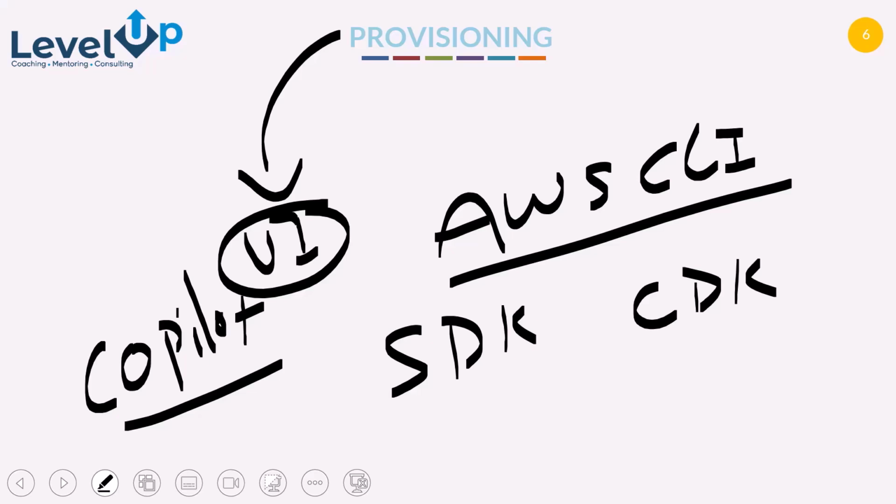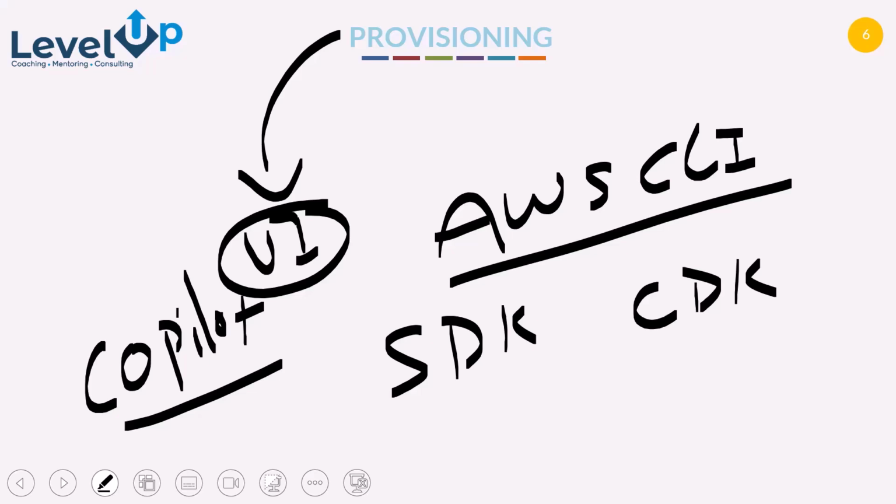Basically, Copilot is an open source tool for developers to build, release, and operate production ready containerized applications on ECS. CDK is also an open source software development framework that you can use to model and provision your cloud application resources by using familiar languages. That is what CDK is.